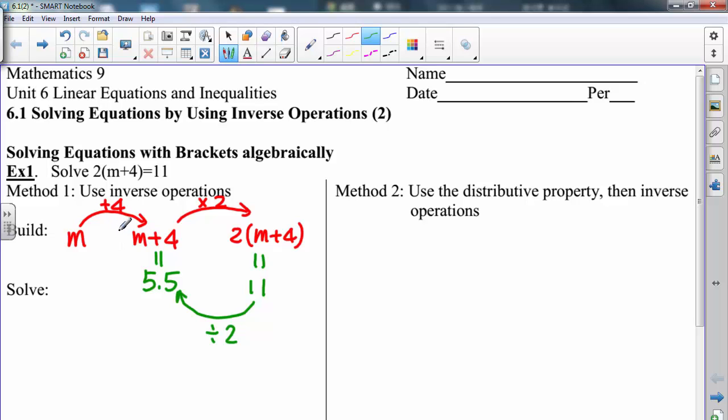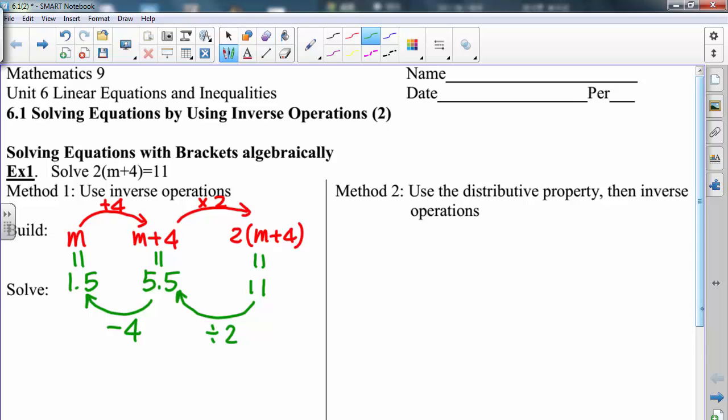Look at the operation in this step in building the equation. This one is plus 4. Then we go backwards, and we need to use the inverse operation, which is subtracting 4. So 5.5 subtract 4 is 1.5. This 1.5 is the unknown m.